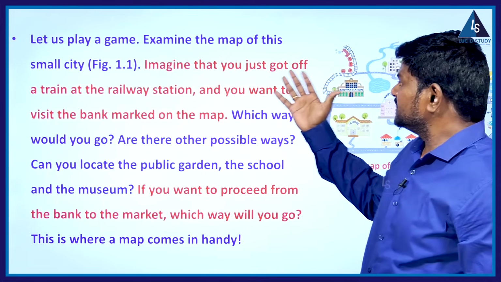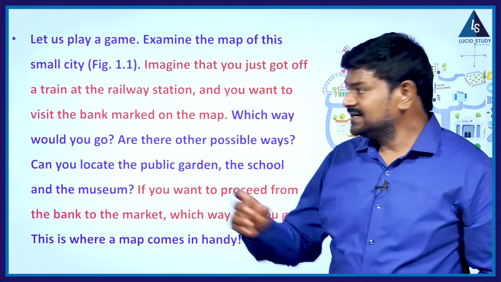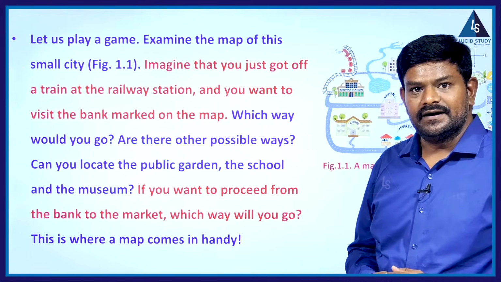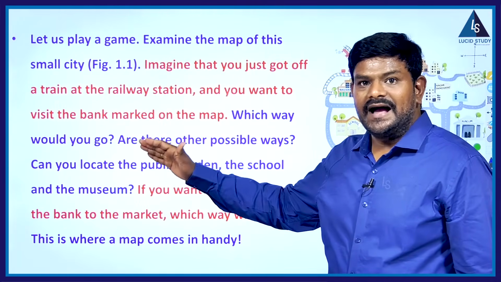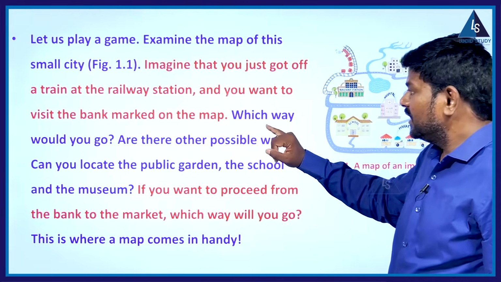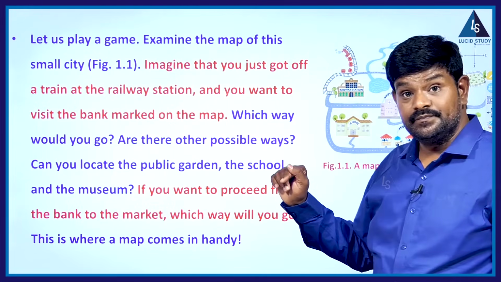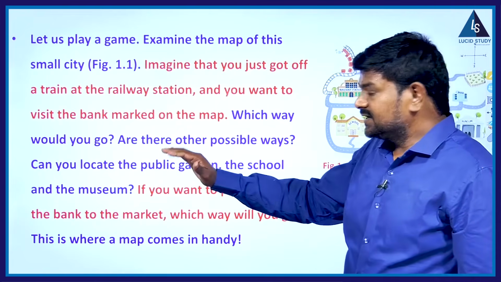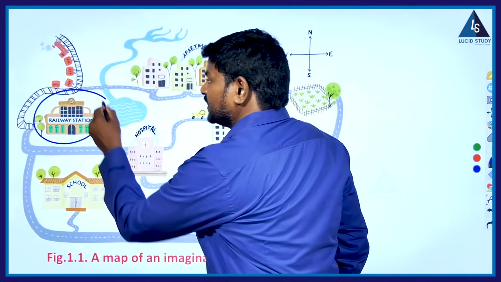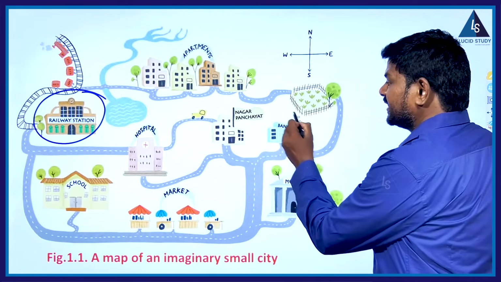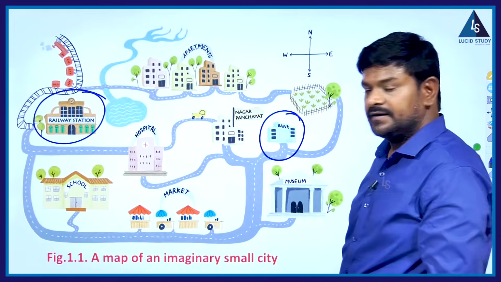Imagine that you just got off a train at the railway station, and you want to visit the bank marked on the map. Which way would you go? Are there other possible ways? Let us see. You got down at the railway station here. Now where is the bank? The bank is somewhere here. So how would you go from the railway station to the bank?